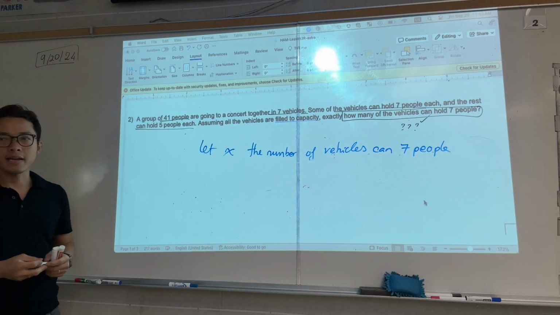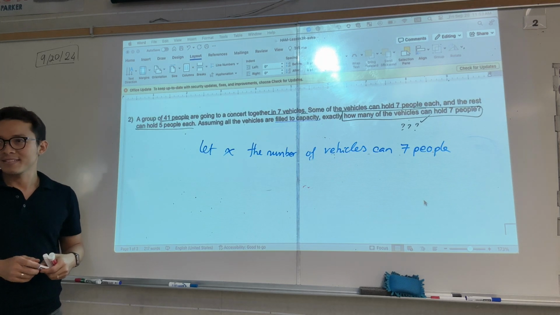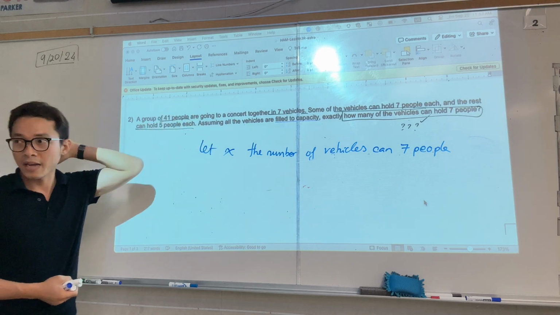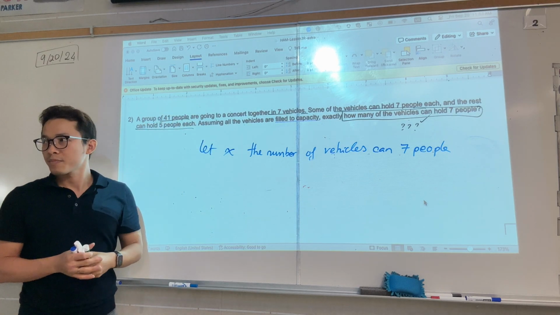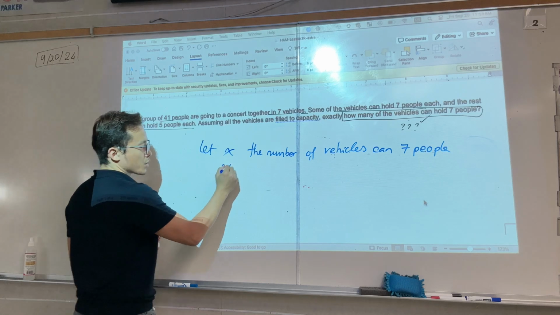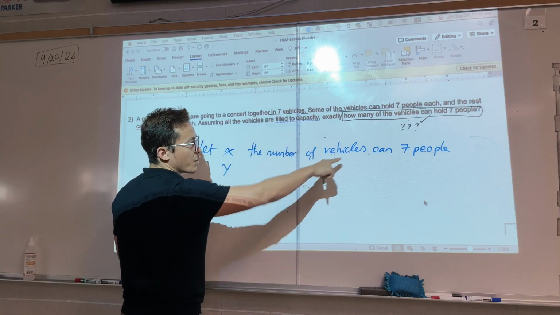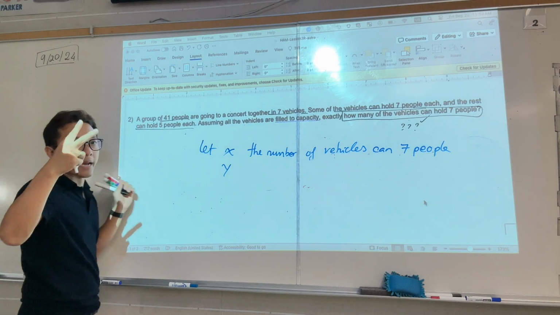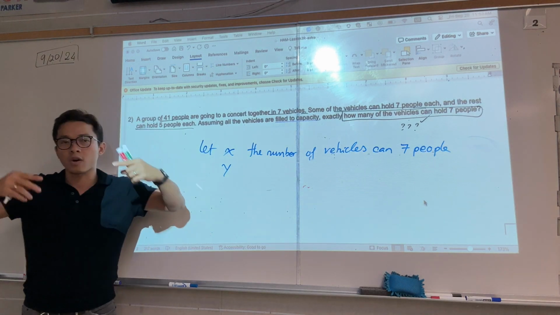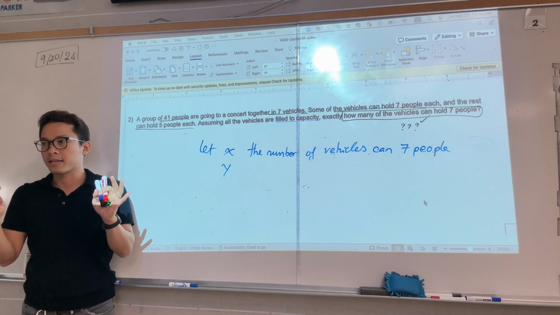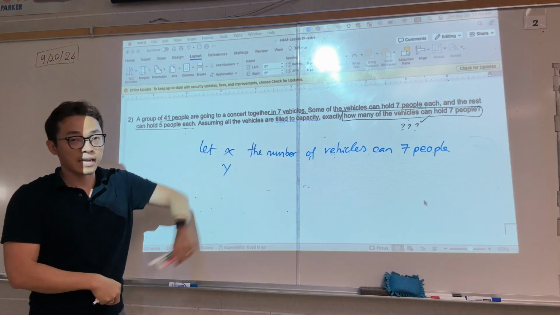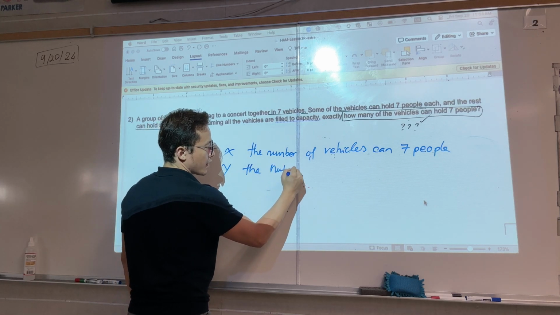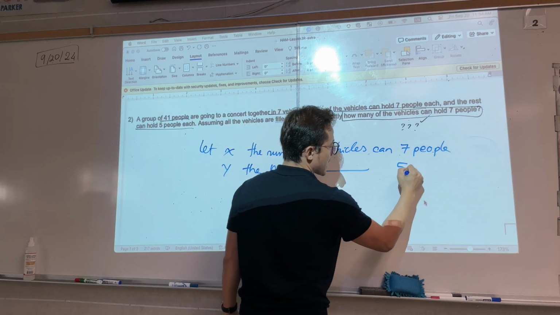Now, what is the y? You need 2 variables because you're going to have a system, okay? What is the y, Nico? The vehicle that holds 5 people. Exactly. Let's give Nico 1 point. So y, on the other hand, is going to be the number of vehicles that can hold 5 people. There are 2 types. One type of vehicle holds 7, one type can hold 5. And they're asking you how many vehicles can hold 7.